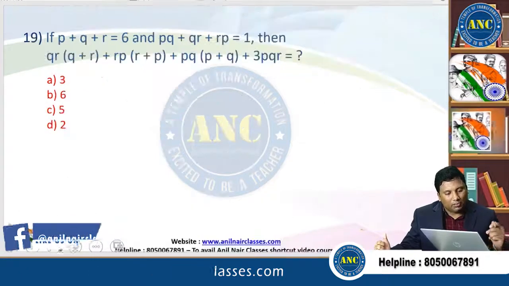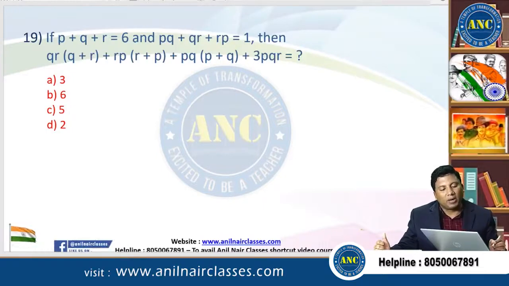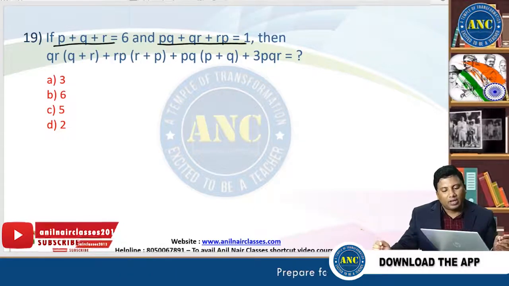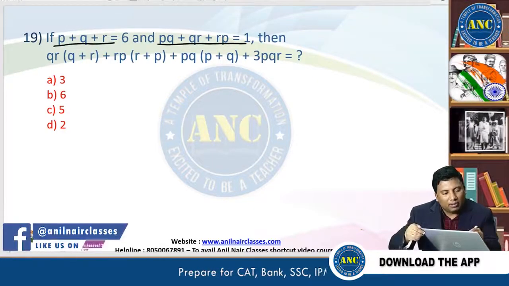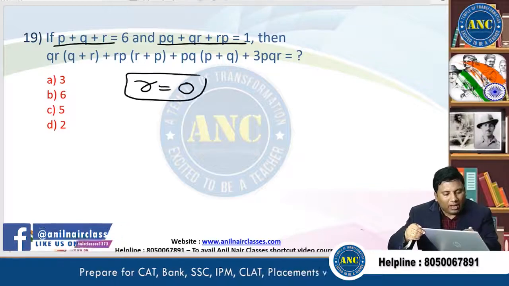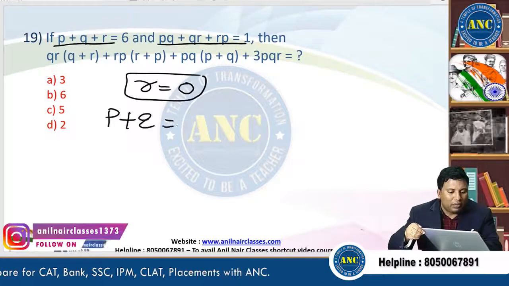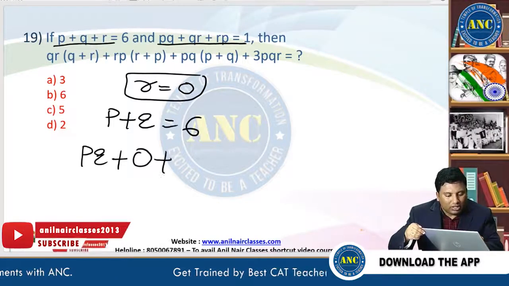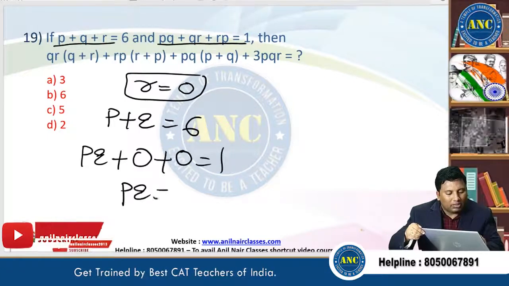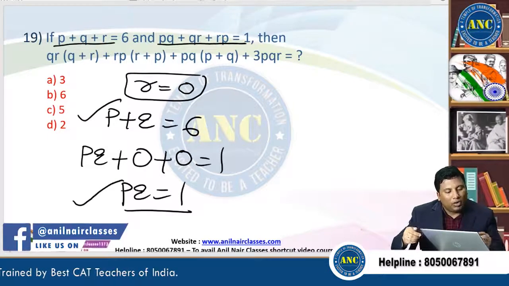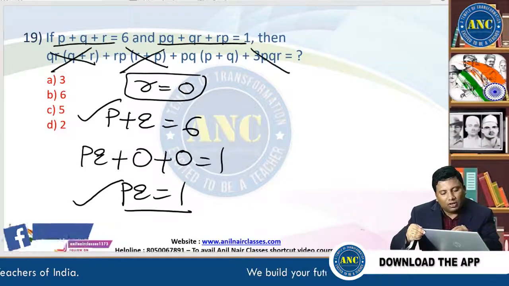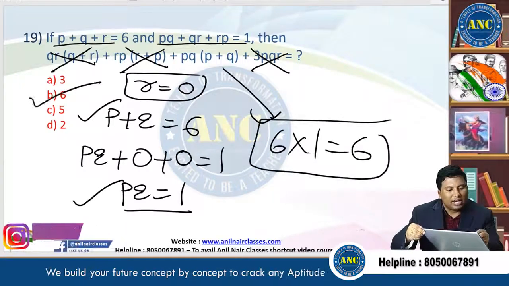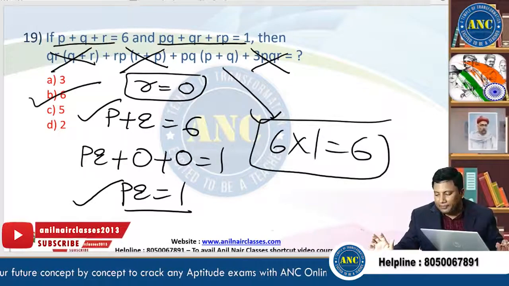Let us continue this problem. Now see here, P plus Q plus R is 6. PQ plus QR plus RP is 1. What is the answer for this question? Make R value 0. If I make R value 0, P plus Q will become 6. PQ plus 0 will become 1. PQ is nothing but 1. P plus Q I know, PQ I know. R value 0. Directly the question became 6 into 1 is nothing but 6. Answer is 6. I hope the idea is clear.